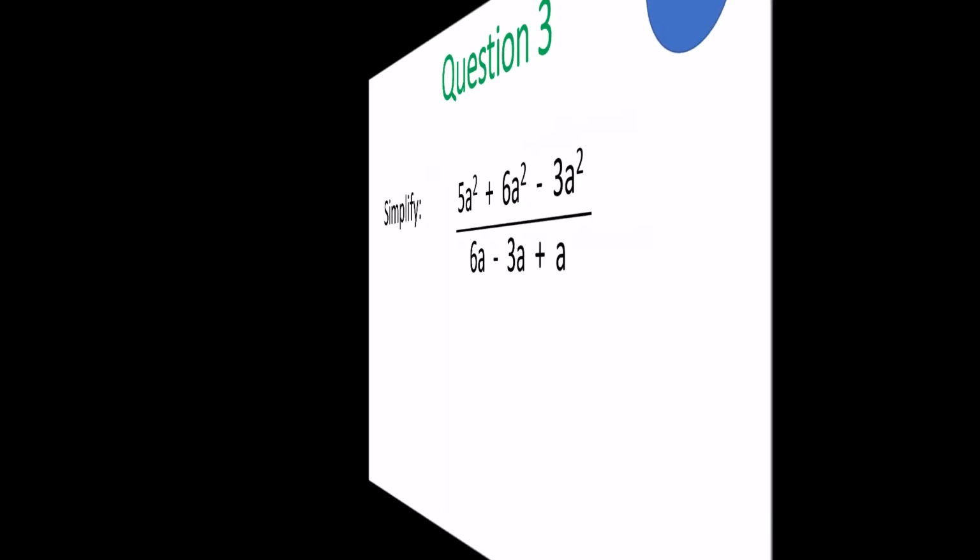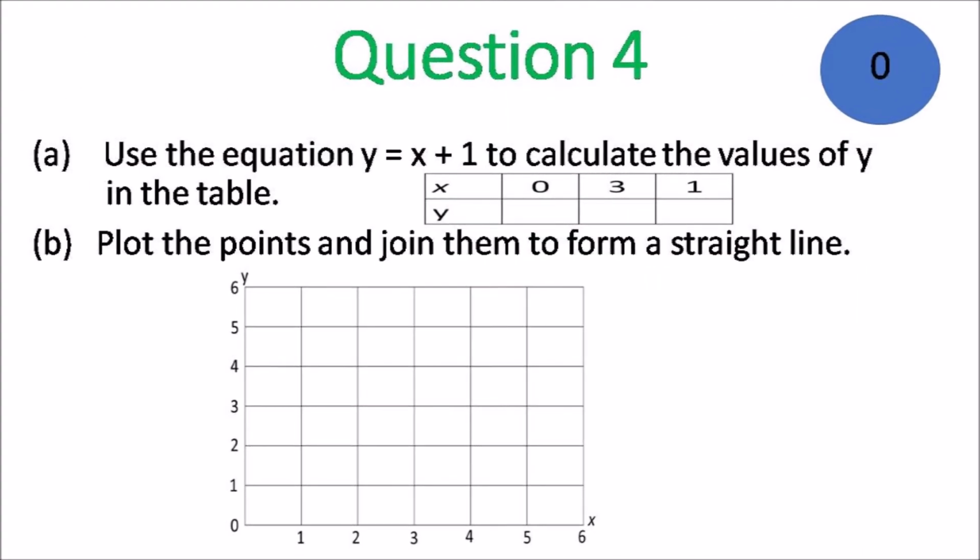Yes. And we move on to question 4. Use the equation y is equal to x plus 1 to calculate the values of y in the table. Then plot the points and join them to form a straight line. That timer is off and running, guys. A lot to do, so see if you can get it done.